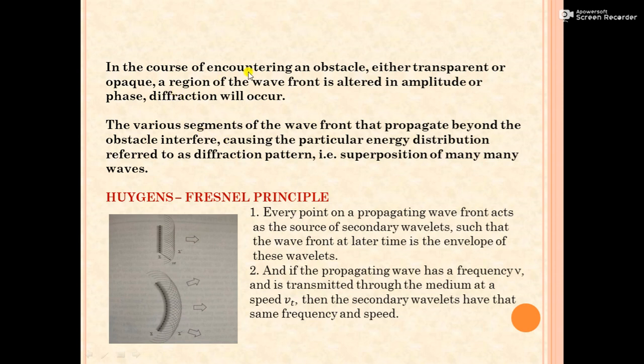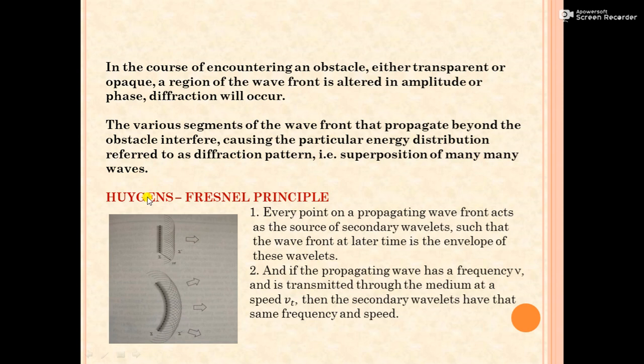In encountering an obstacle, either transparent or opaque, a region of the wavefront is altered in amplitude or phase. Diffraction will occur. The various segments of the wavefront that propagate beyond the obstacle interfere, causing the particular energy distribution referred to as the diffraction pattern, that is the superposition of many waves.